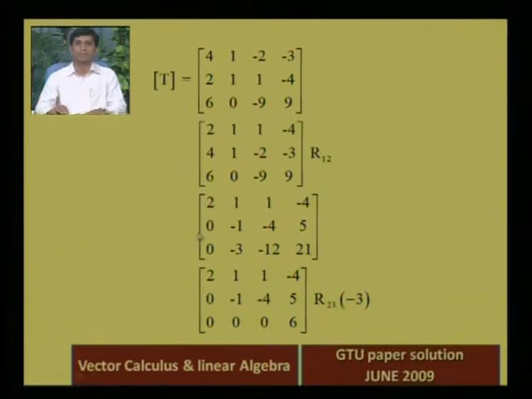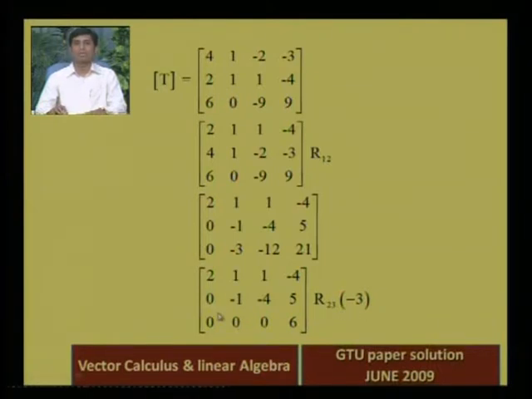So now see, this is our leading entry in the first row, and below that leading entry we have 0 now. In the second row, -1 is now our leading entry. So the next process is that below that leading entry we want 0 here. So we multiply the second row with -3 and add into the third row, so that we make 0 here. The first row is as it is, 2 1 1 -4, the second row is also as it is, 0 -1 -4 5.